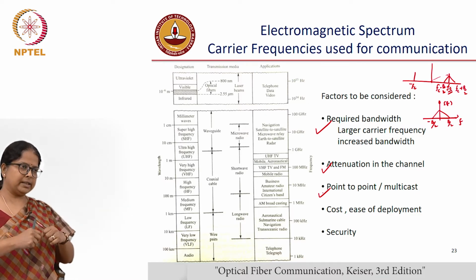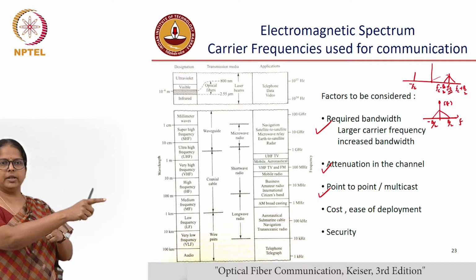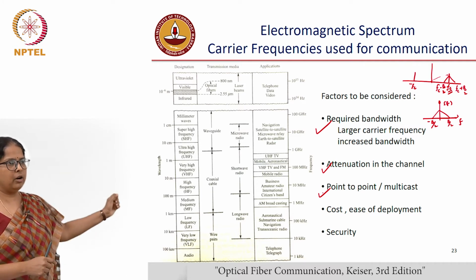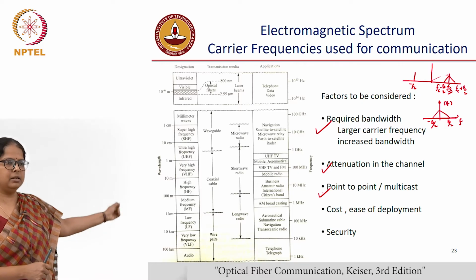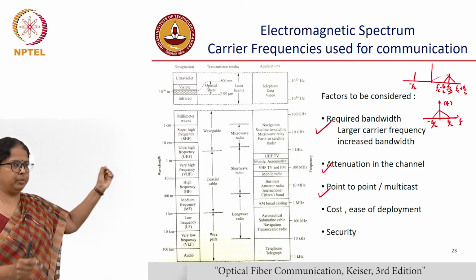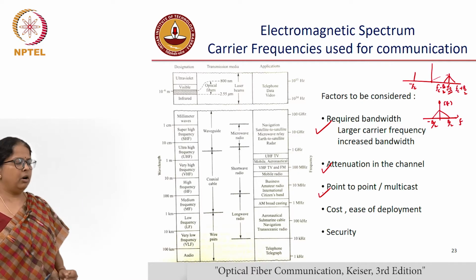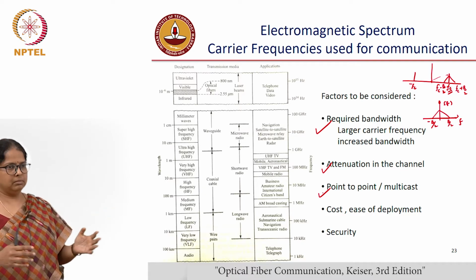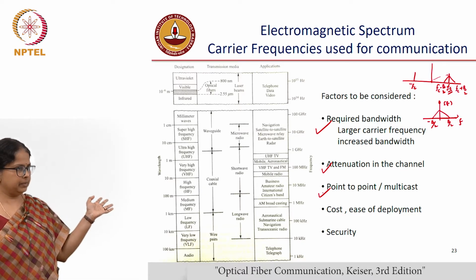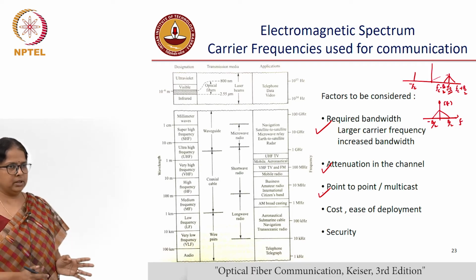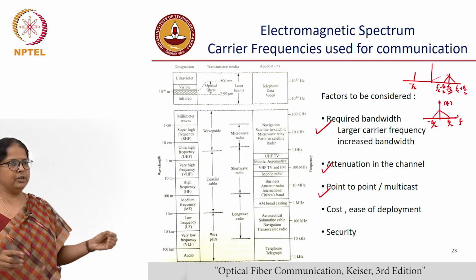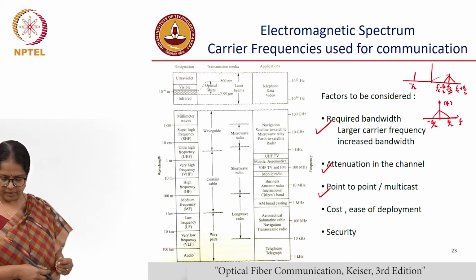Let us say I want to connect from my laboratory, which is on the 3rd floor, to my office, which is probably on the 5th floor. Is it just a point to point link that I want to do? Or is it like a radio, where I want to multicast? Depending on that, you will choose your channel, you will choose your carrier frequency.